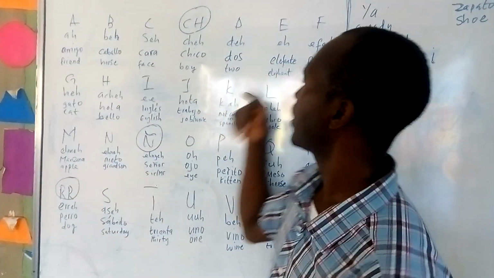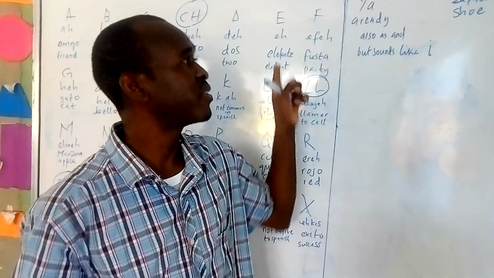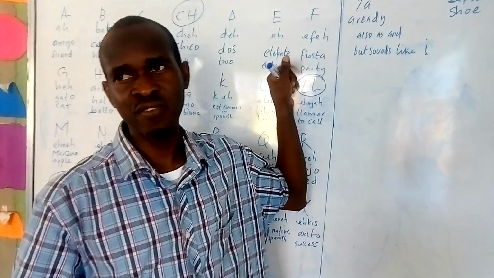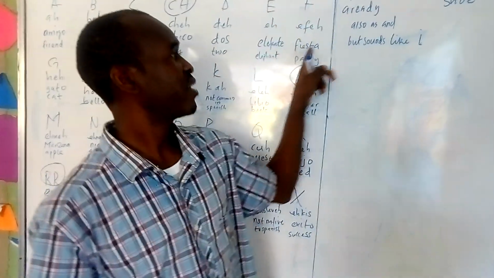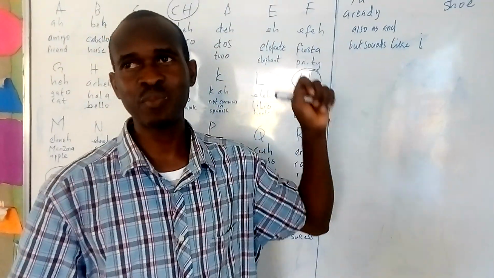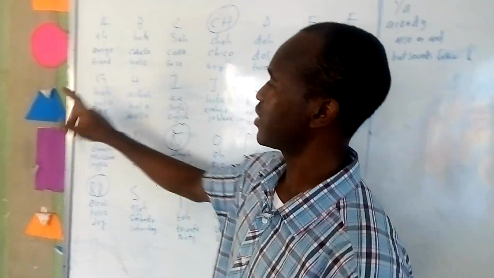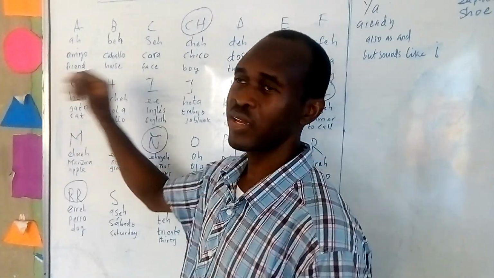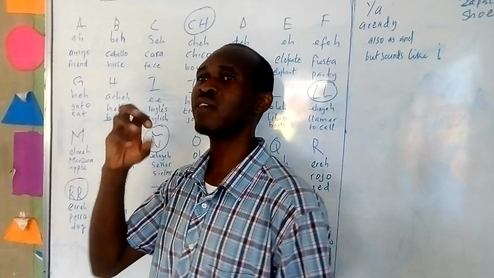Then you have E, as in elephant. It's just like elephant in English. You also have elefante. Then you have F in fiesta, which is party. Then you also have the G letter. G, for example, is gato, good. We have the strong G.